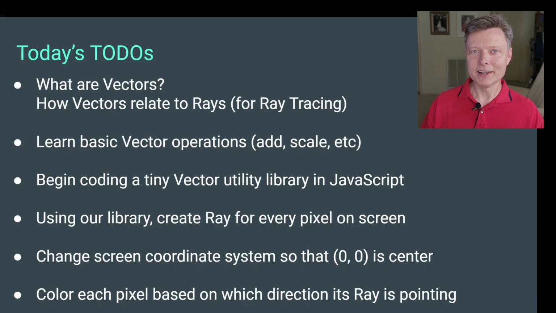And as you know by now, I like to do at least a little graphics programming on every episode. And so once we've used our new vector library to create all the rays for each pixel on the screen, then we'll color each of those pixels based upon which way its ray is pointing. So let's get started.